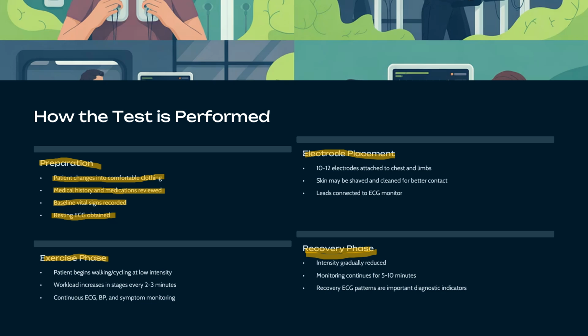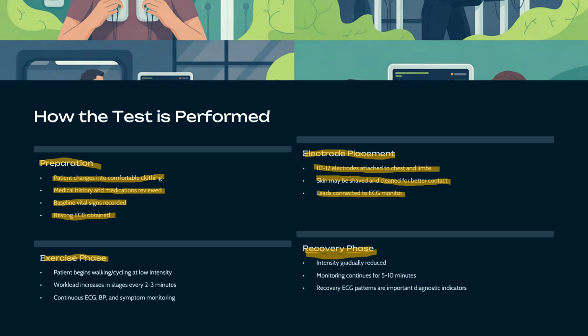Step 2 is electrode placement. 10 to 12 electrodes are attached on the chest and limbs. The skin may be shaved or cleaned for better contact. Then leads are connected to the ECG monitor so that smooth ECG recording can be done.